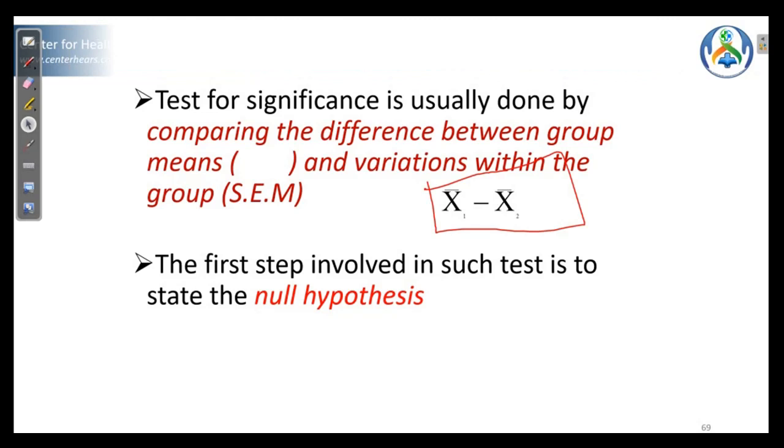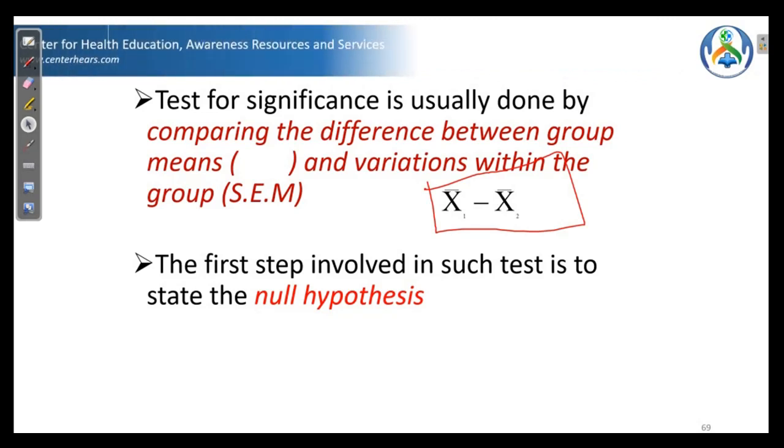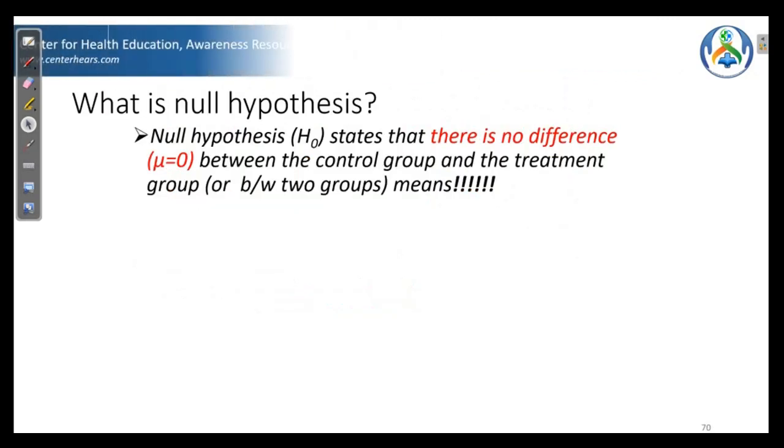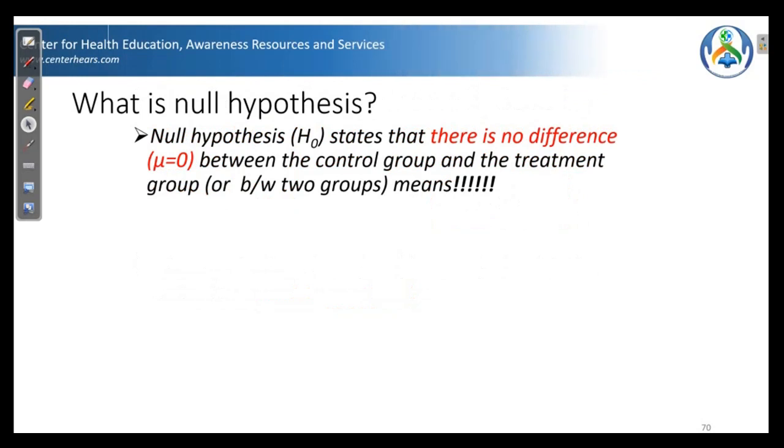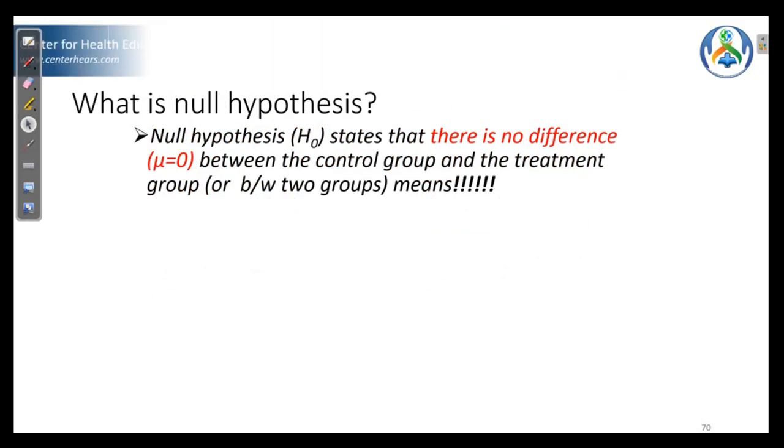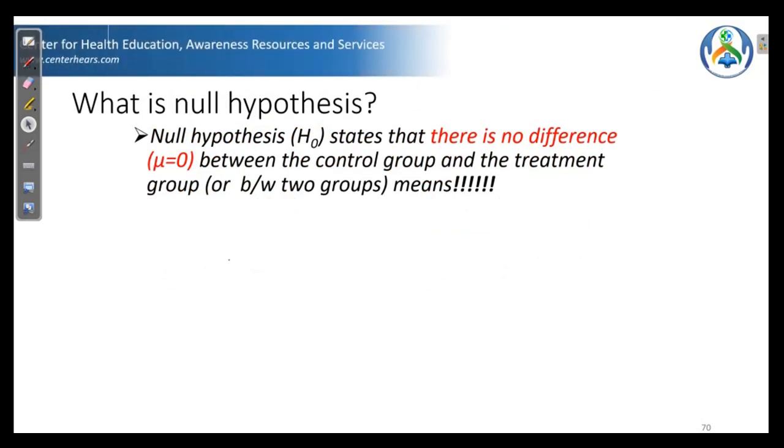The first step involved in such a test is the null hypothesis. Now, what is the null hypothesis? Null hypothesis is saying that, for example, if we see smoking and asthma, smoking does not have effect on the asthmatic patient. That is the null hypothesis, and we will conduct the study to test the null hypothesis.